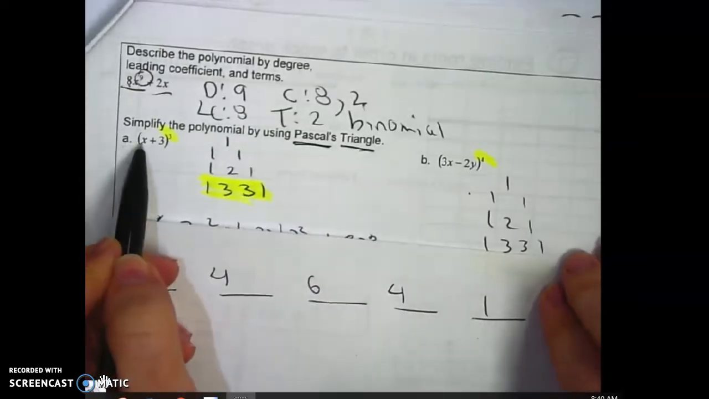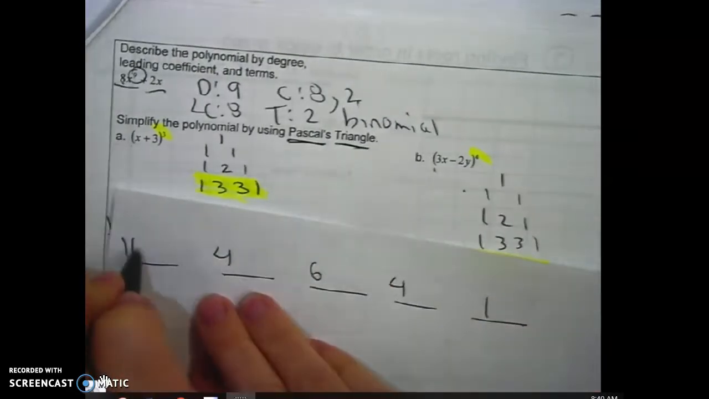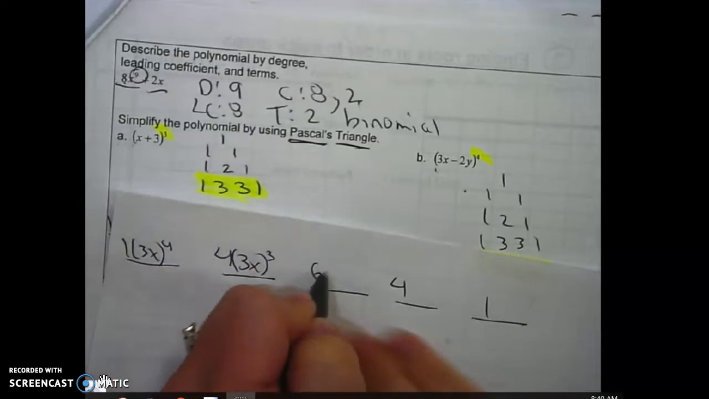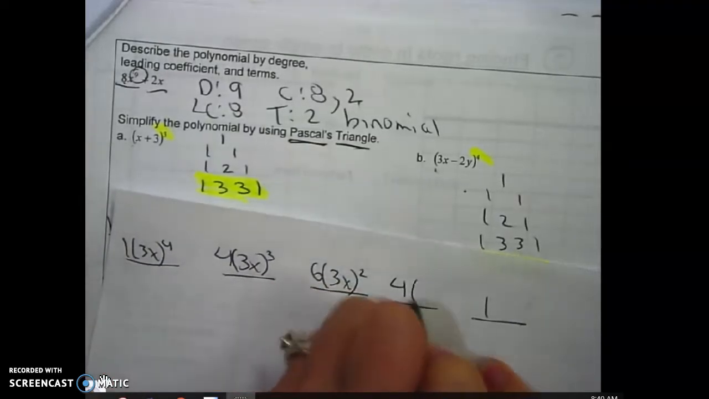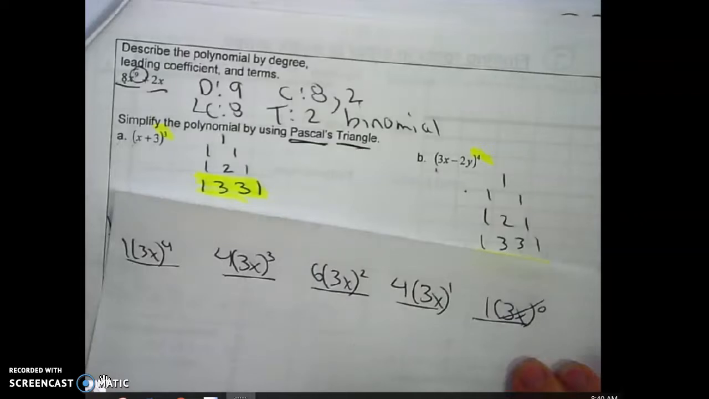See how this one was a lot easier? It was like x, and it was positive, and there was only one thing. It's a lot easier than this one. So I'm going to have to go 3x to the 4th, 3x cubed, 3x squared, 3x to the first, 3x to the 0. Bye-bye.